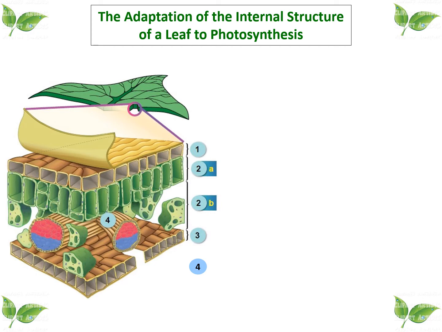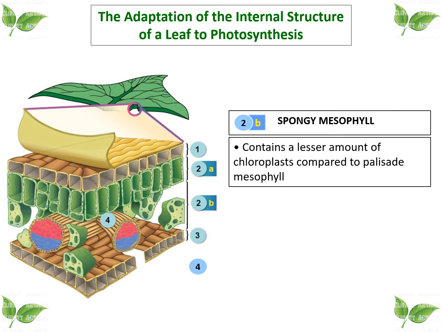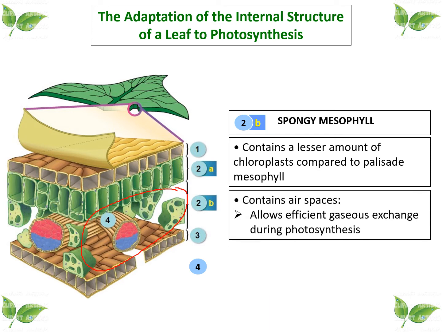Spongy mesophyll. Spongy mesophyll contains a lesser amount of chloroplast compared to the palisade mesophyll. Here is the spongy mesophyll, loosely arranged, so it contains air spaces. This allows efficient gaseous exchange during photosynthesis.